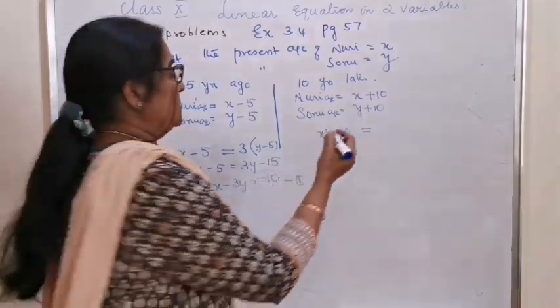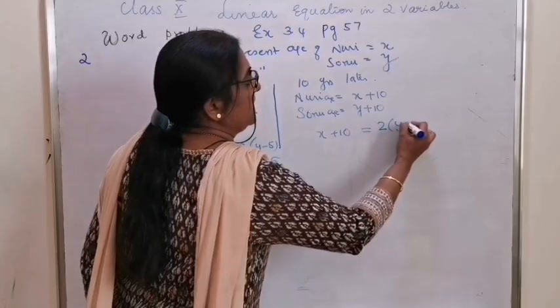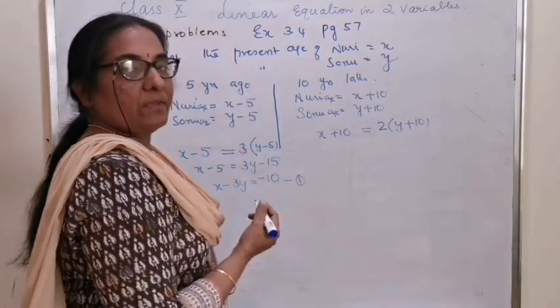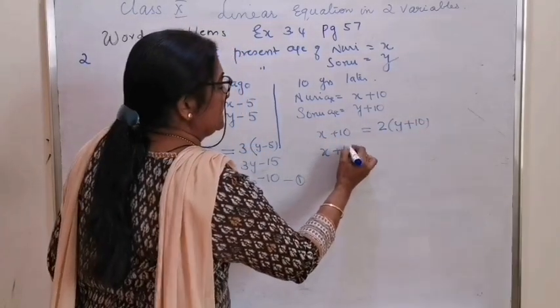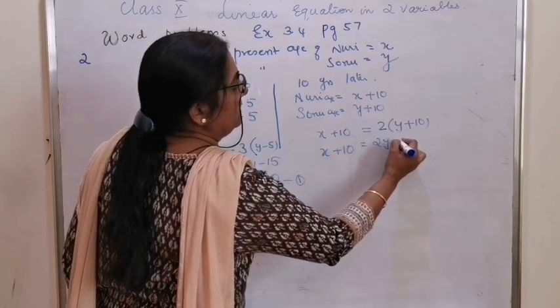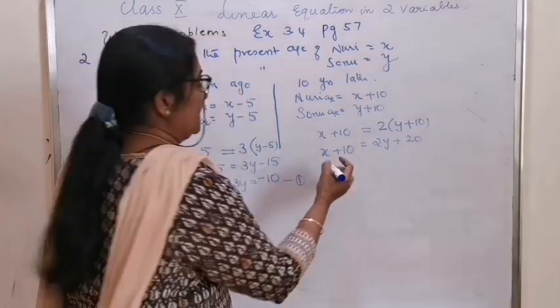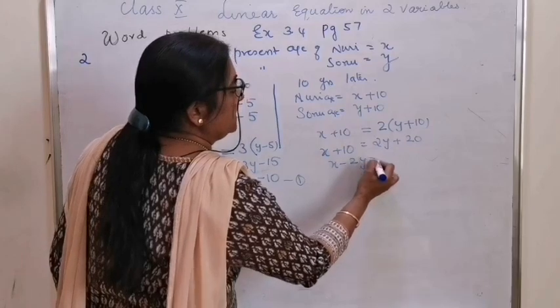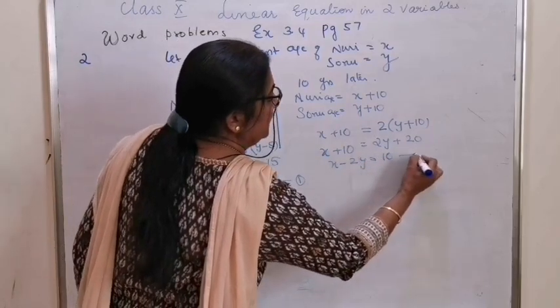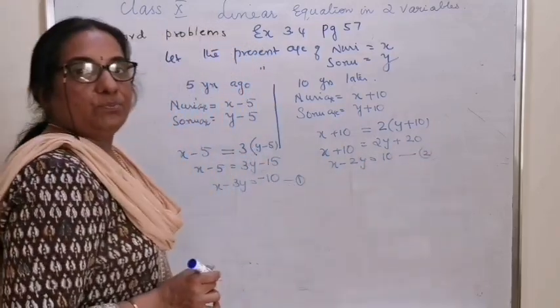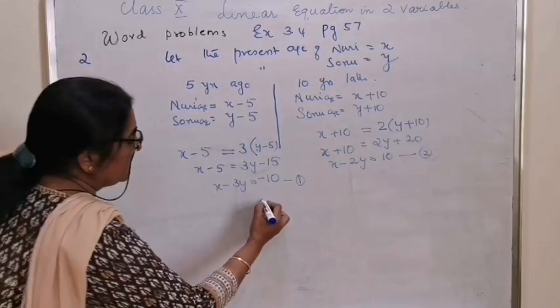The second equation: 10 years later, Nuri will be twice as old as Sonu. Or x plus 10 is equal to 2y plus 20. X minus 2y is equal to 20 minus 10. Equation number 2.